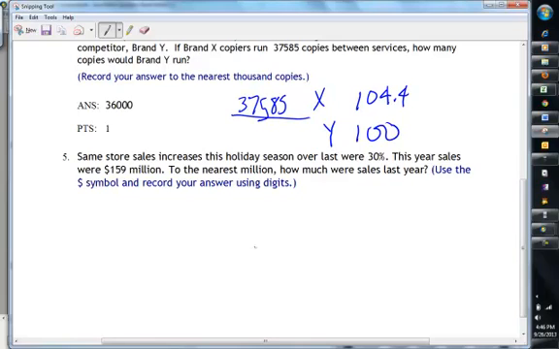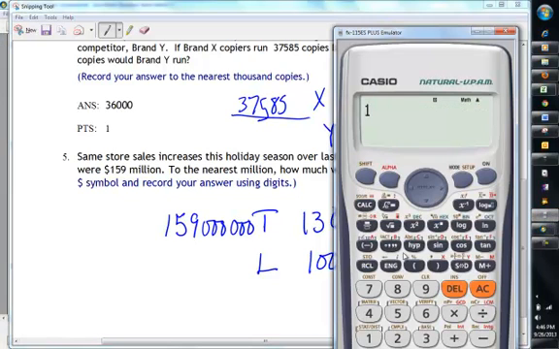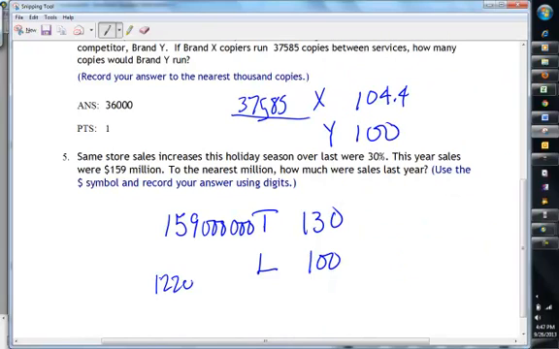Next one. Last year and this year. Last year was 100%. This year is 130%. This year's sales were 159 million. How many were last year's sales? So we would take 159 million times 100 divided by 130, and we get, recording your answer to the nearest million, 122 million.